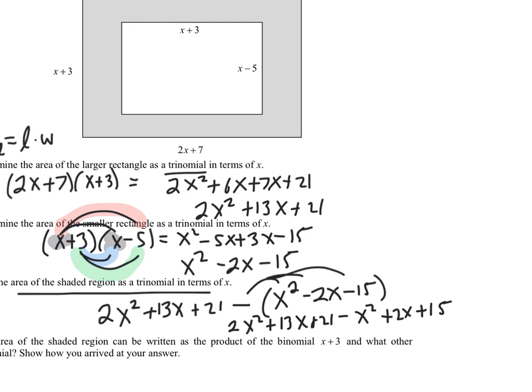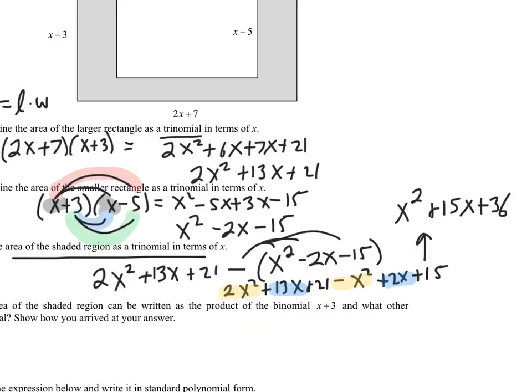And then I'll need to combine like terms wherever I see them. So 2x squared and negative x squared, 13x and 2x, and this will simplify to x squared plus 15x plus 36.